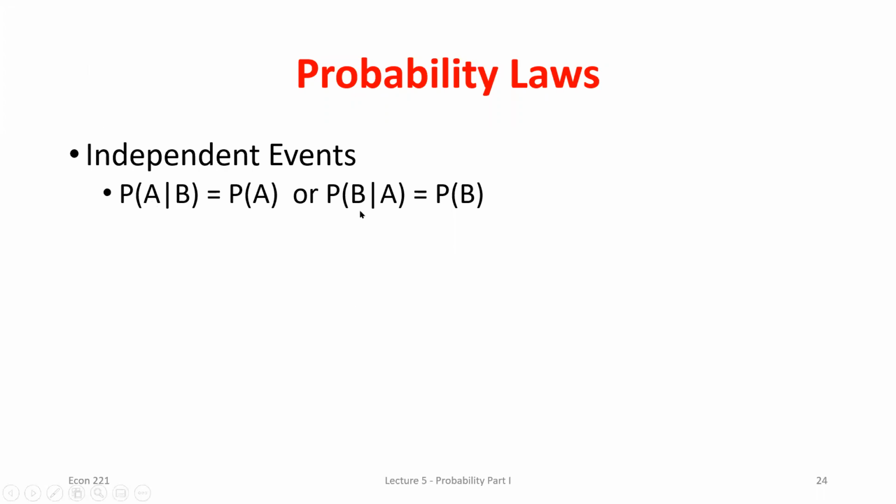And we could do the other way as well. If the conditional probability of B is equal to the unconditional probability of B, we'd say that A and B are independent. If A is independent from B, B is independent from A in these examples that we're looking at.